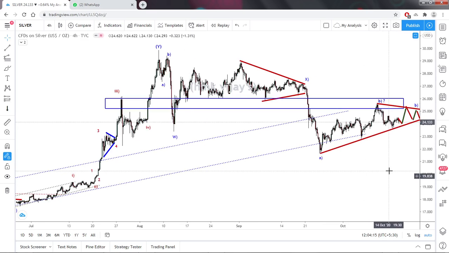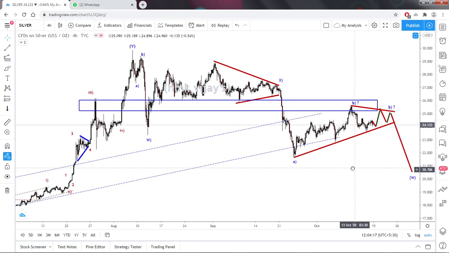So here what I am thinking, whether it is a WX, either this could be a Y or A, this could be an X or B, could be another triangle also. The same kind of price action is happening here.